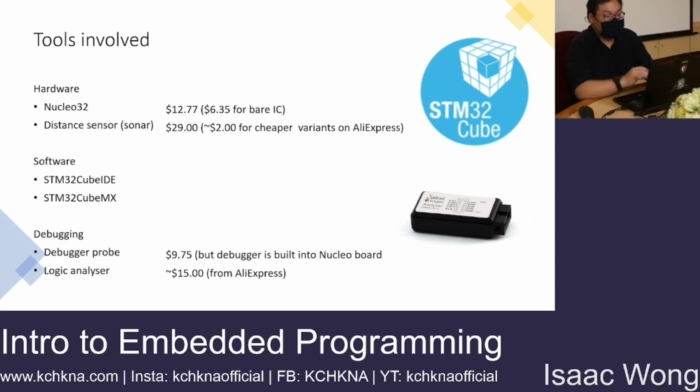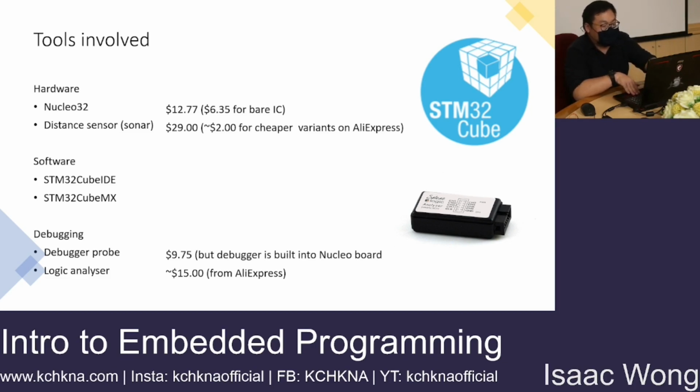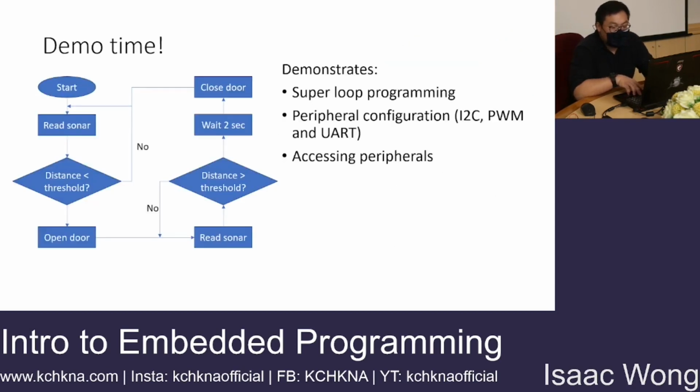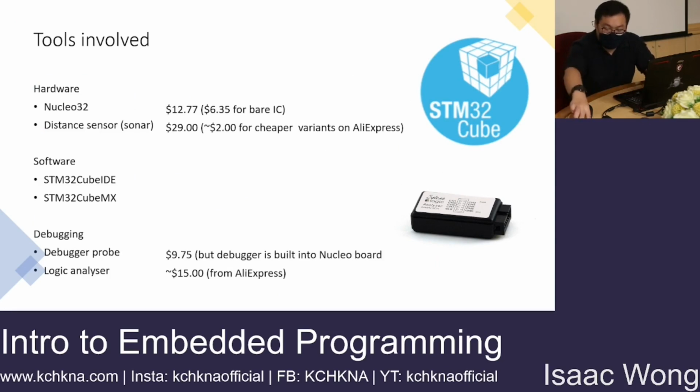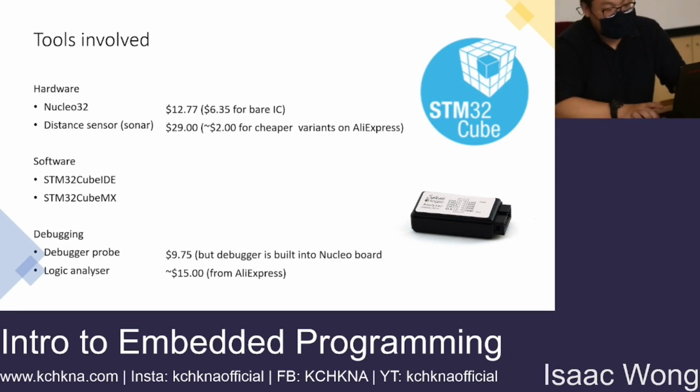Okay, so here's the price involved. The price is actually quite cheap. For the microcontroller, I'm using a dev kit, which is 12 USD from Mouser. But if you get the bare IC and design your own board, it's about $6. It used to be cheaper before the chip shortage. For the distance sensor, I'm using one that communicates using I2C, which makes things very convenient. But there are very cheap variants from AliExpress, like $2. For the debugger, this $9 debugger is actually the ST-Link, that's the one over here. And the logic analyzer I have is $15 from AliExpress.